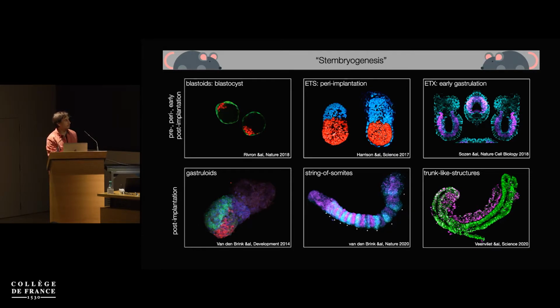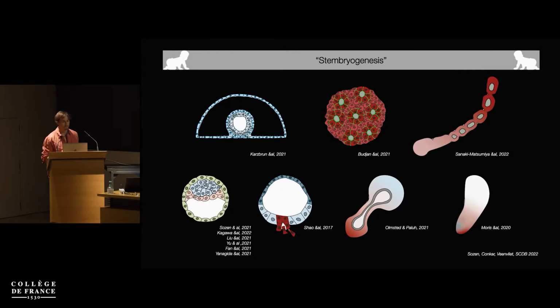And then what we have recently shown, or what the lab of Alfonso Martinez Arias has shown, and our lab as well, is that we can now transform these gastruloids to have a much more complex architecture, much more similar to the embryo. So either you can transform them into a string of somites, or what we showed is that you can, by very small manipulation, and I'll come to that, take gastruloids and create these trunk-like structures that now have a neural tube that is flanked by somites.